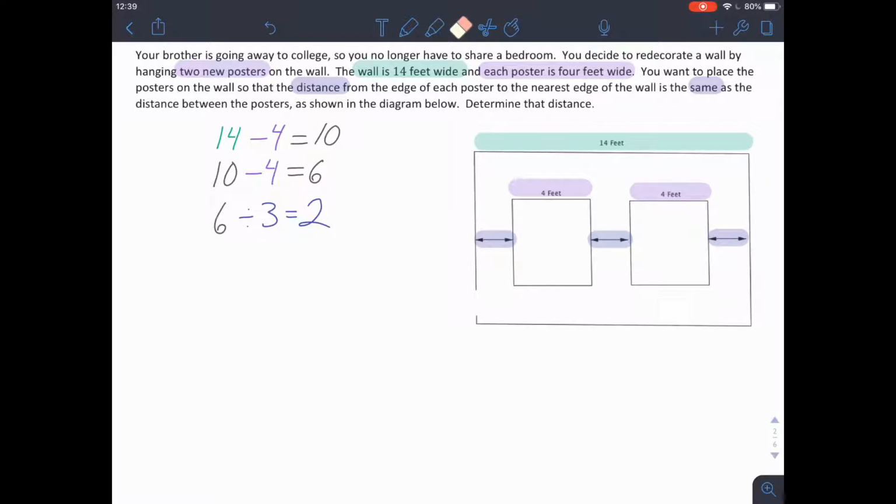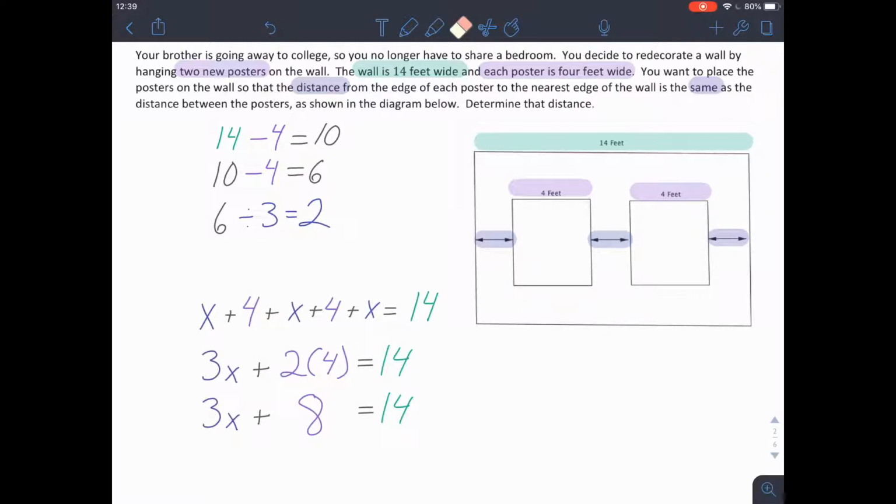But what about representing this equation algebraically? We can take the information we know and write an expression to represent what we have here. So we could represent each of those values we don't know in blue with the letter x. We can represent the length of our poster, our purple value, with 4, and we know that it totals to 14 feet. So we can say x plus 4 plus x plus 4 plus x equals 14 feet.